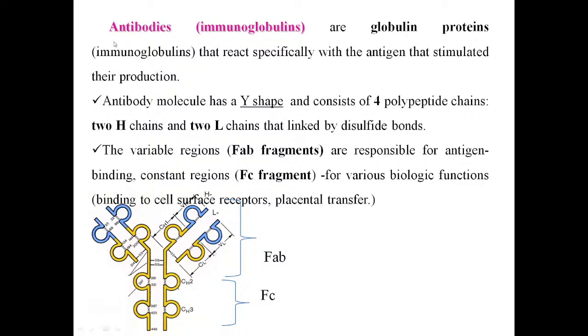What about the structure of antibodies? The antibody molecule has a Y shape and consists of four polypeptide chains: 1, 2, 3, and 4. There are two H chains. H chains are called H because they are heavy chains. They are long. The first one and the second one, H chain. And two L chains. L means light chains. They are shorter. This one and this one.